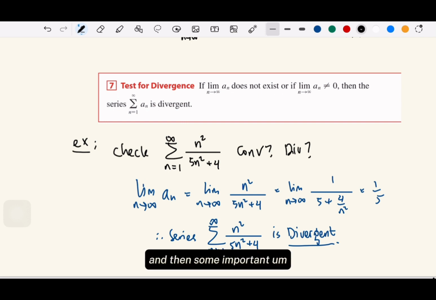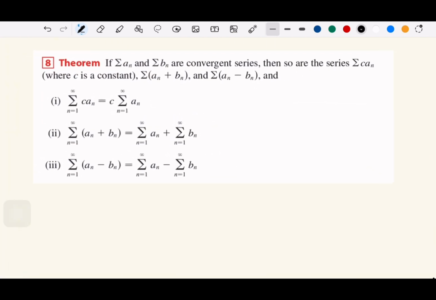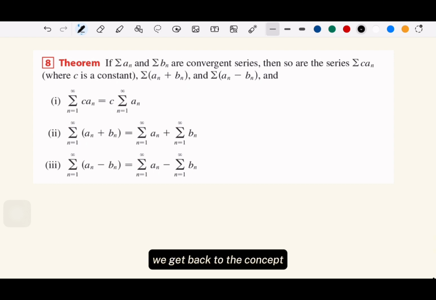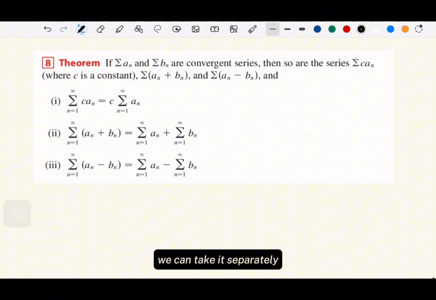And then some important theorem, and I think this is also easy to look at: if we multiply by a constant, we can factor the constant out. If it's plus or minus, we can separate it, and it becomes two different sums. So for example, if inside this sum we can make it into two terms, a n and b n, it means that we can take them separately, maybe this one with some method, and then the other with another method. Okay, we can separate this series.